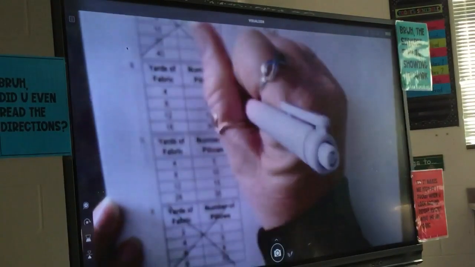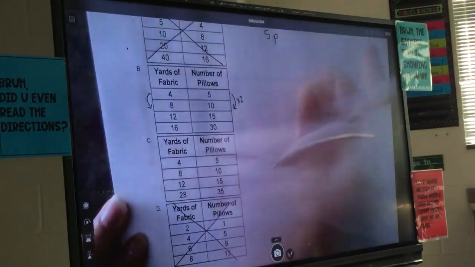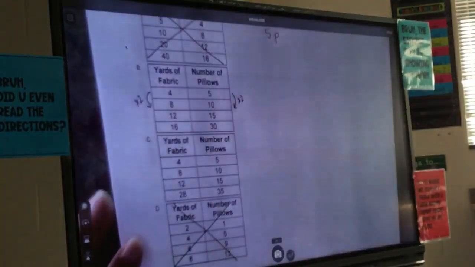So then I have to also multiply this by 2. So far that works, right? That works, right?